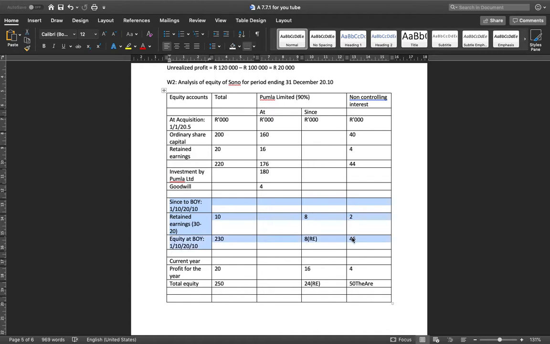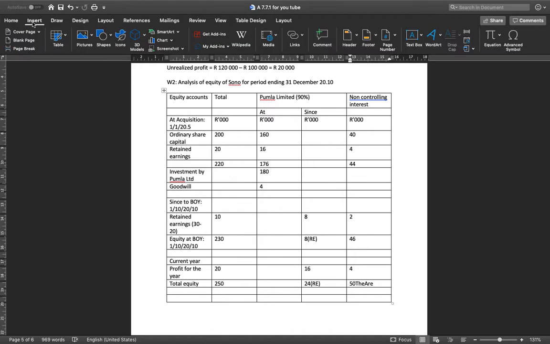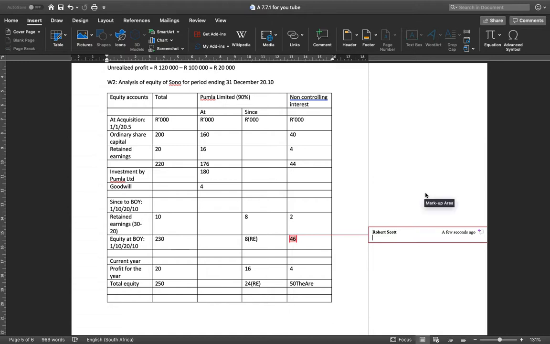Once you've done the at acquisition part, you now move on to the part from the acquisition date to the beginning of the year, and that's what's highlighted now. Once you've done that, you can have a look at the analysis, and you can see where these amounts need to come into your financial statement. So this part from acquisition date to the beginning of the current year.